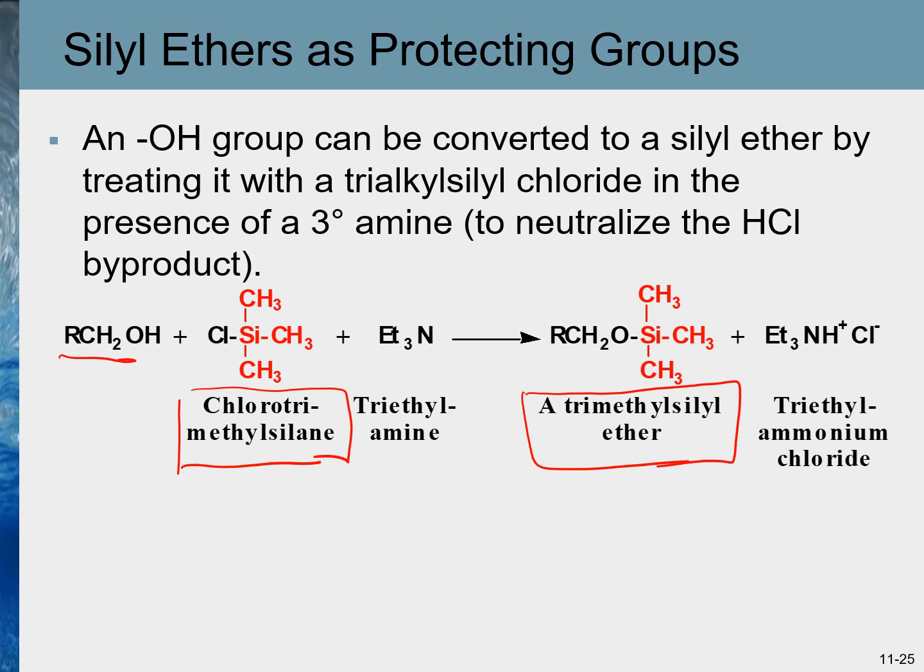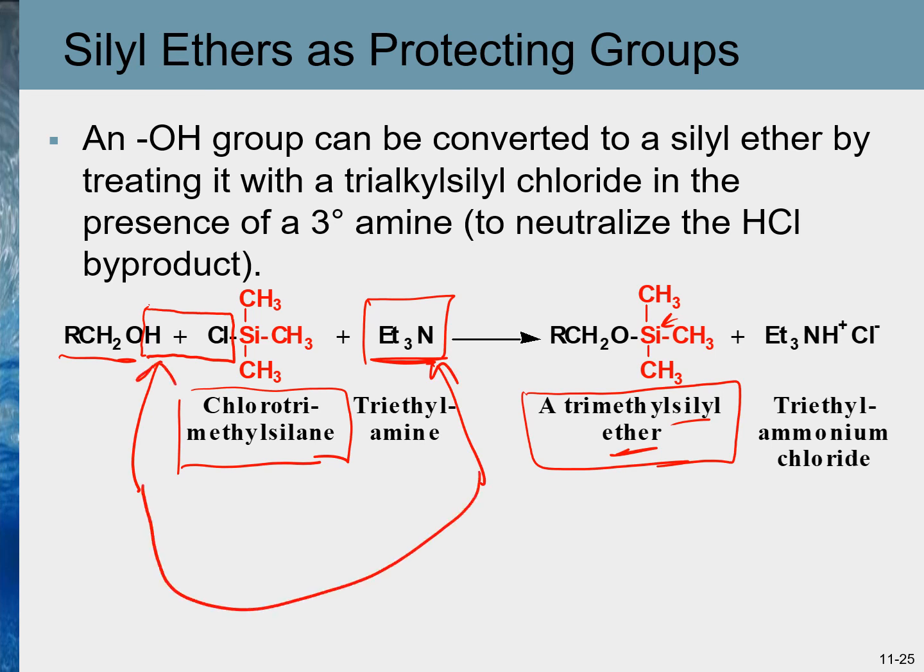the alcohol functional group is converted into a trimethylsilyl ether. In this reaction, the proton from the alcohol and the chloro from chlorotrimethylsilane are eliminated, and it results in the formation of a trimethylsilyl ether. It's called an ether because it has an oxygen, and silyl means the oxygen is bonded to silicon. This reaction is carried out in the presence of a tertiary amine. The function of this tertiary amine is to neutralize the acid which is formed during this reaction.